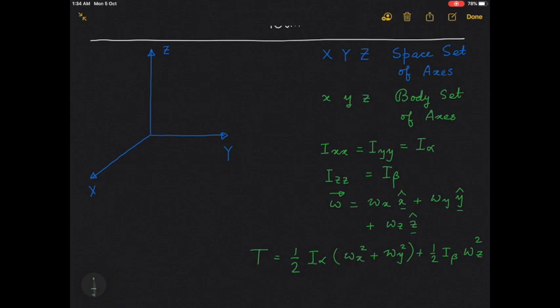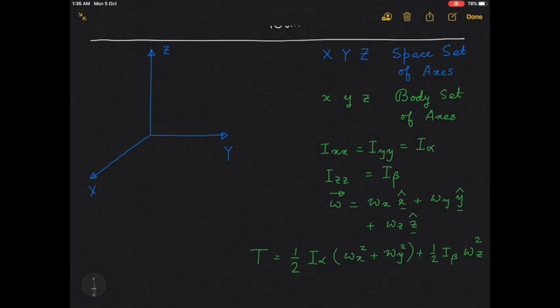Okay, so I understand that if I know omega x, omega y and omega z, I can immediately write down what is the kinetic energy. Okay, so let's try to figure out what is omega x, omega y and omega z.